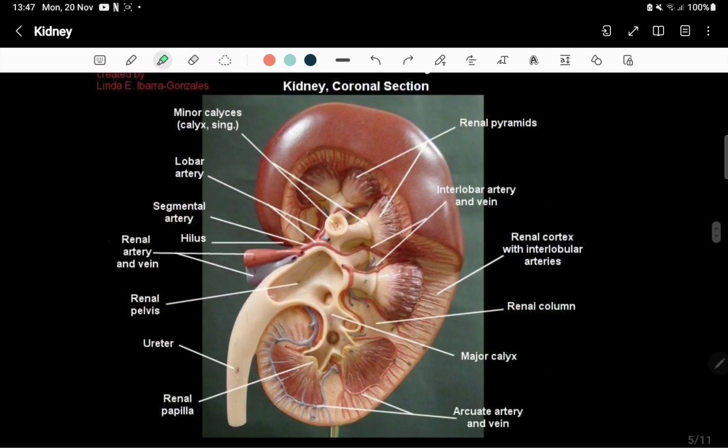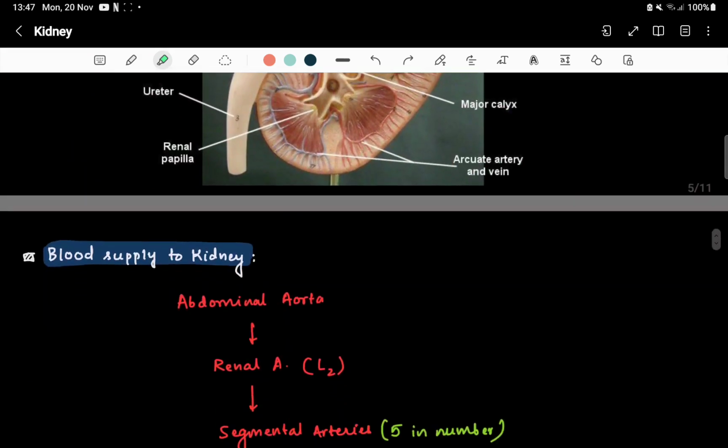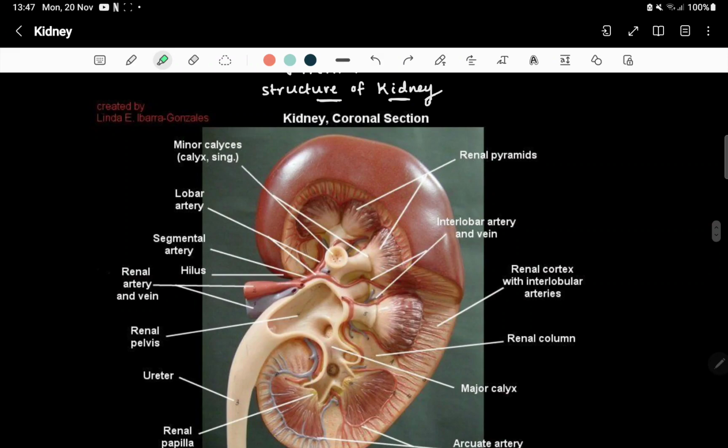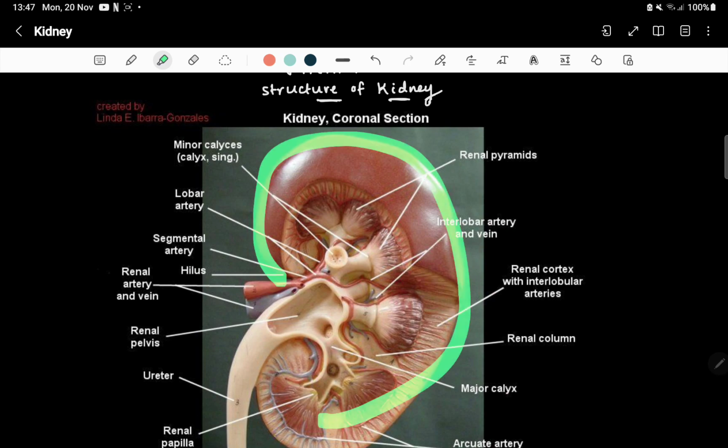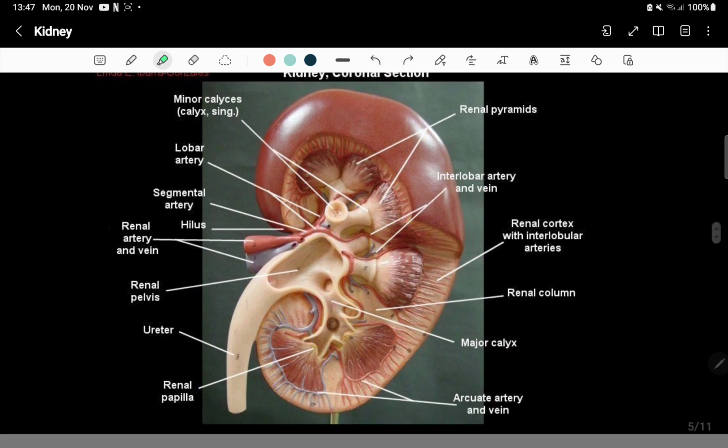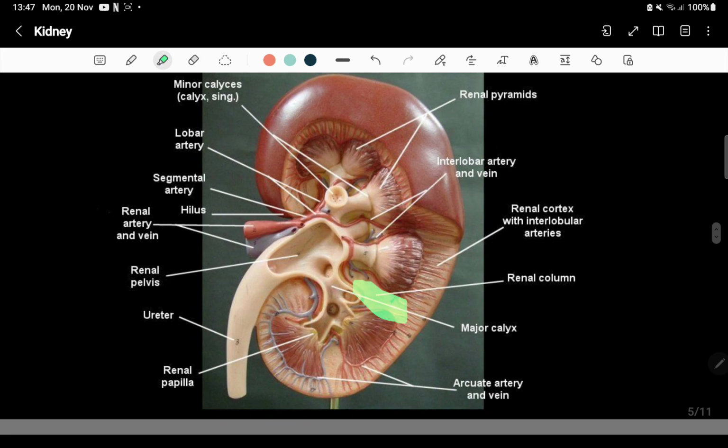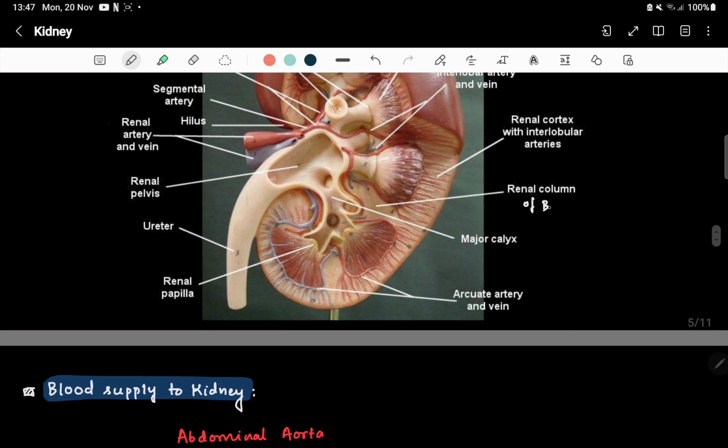Internal structure: you have the major calyces and the minor calyces. You know about the renal artery and the hilus, from which the renal artery and vein come out or go in. Then we have the cortex and the medulla of the kidney. Some extensions of the cortex reach up to the medulla. These extensions are called the renal columns of Bertini.